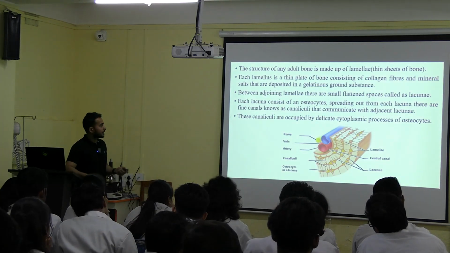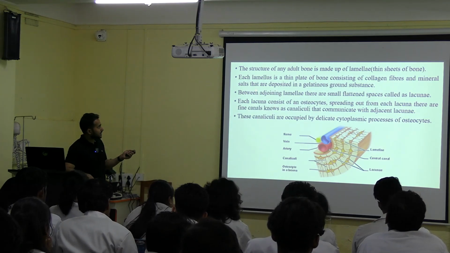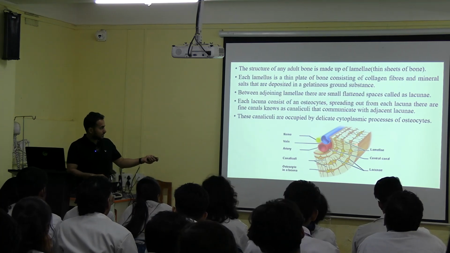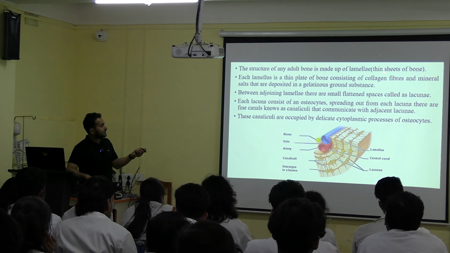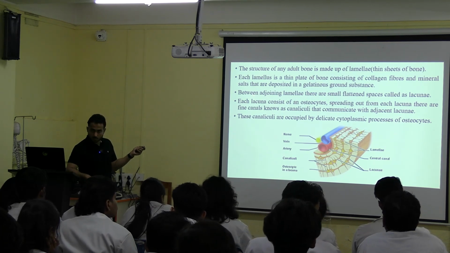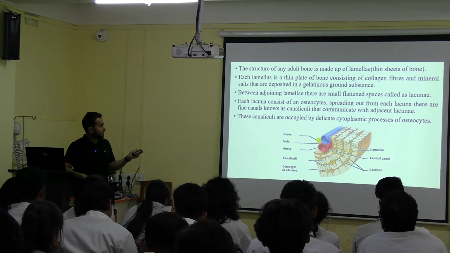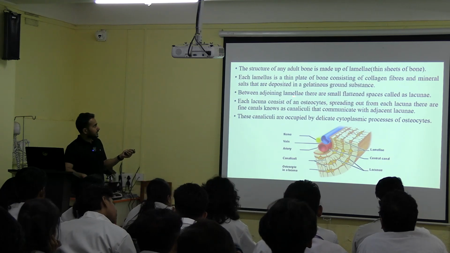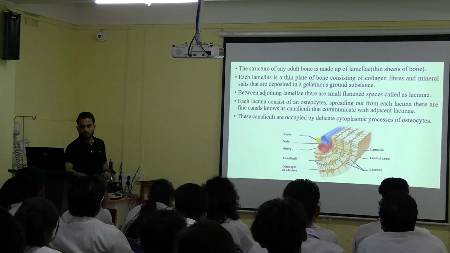Now each lamella is a thin plate of bone consisting of collagen fibers and mineral salts deposited in a gelatinous ground substance. So this is one lamella. Now how is this lamella formed? It is formed by the collagen fibers, and mineral salts which are deposited in the ground substance, and the ground substance is gelatinous in nature. Okay. Next, between the adjoining lamellae there are small flattened spaces and these are called lacunae.